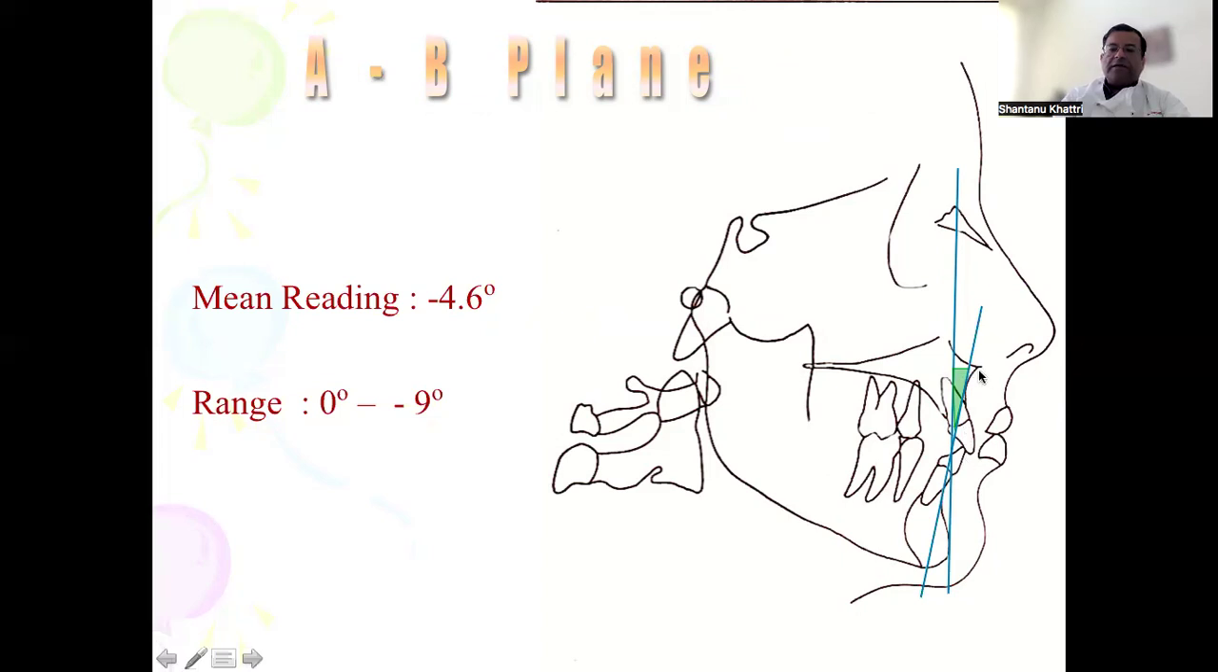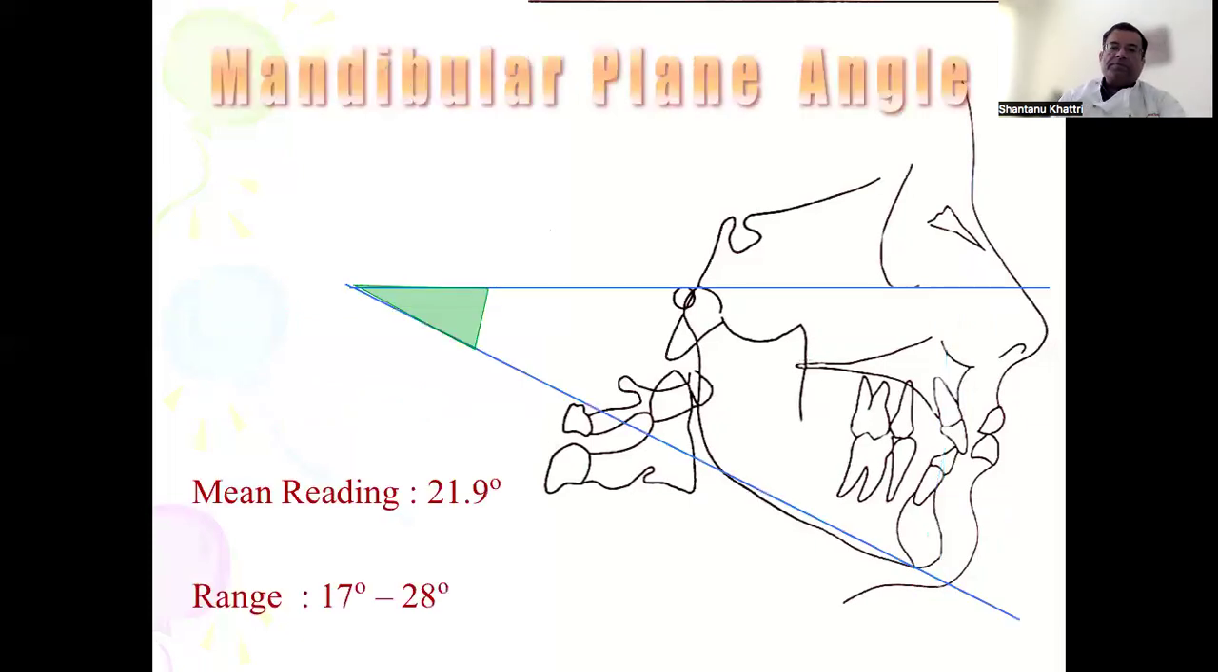This angle marks the relationship between the maxilla and the mandible to each other. The mean reading is minus 4.6 degrees and the range is 0 to minus 9 degrees. It tells whether the maxilla is prognathic or retrognathic, or the mandible is prognathic or retrognathic.